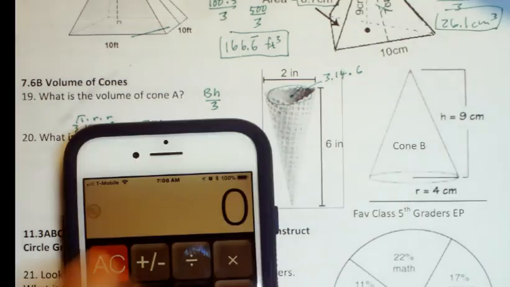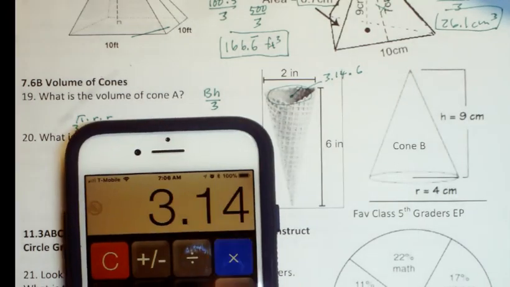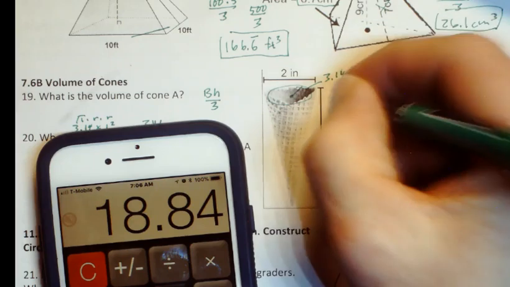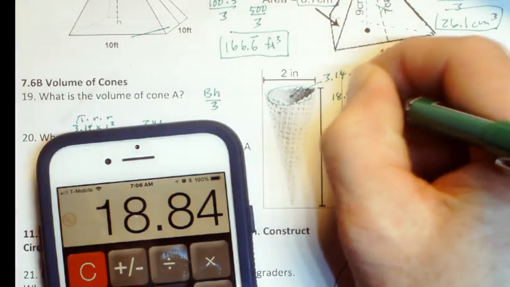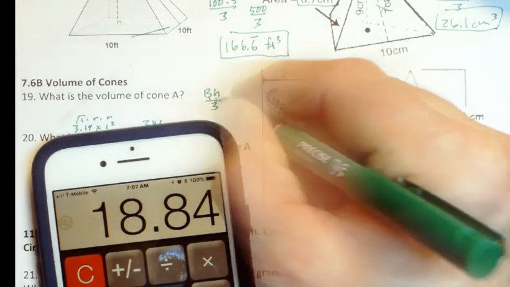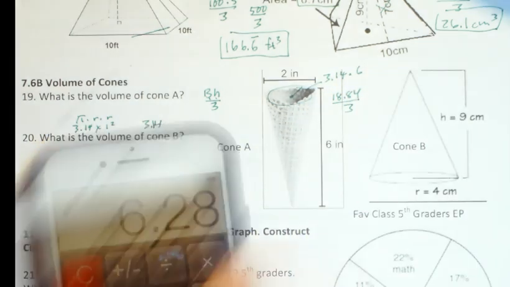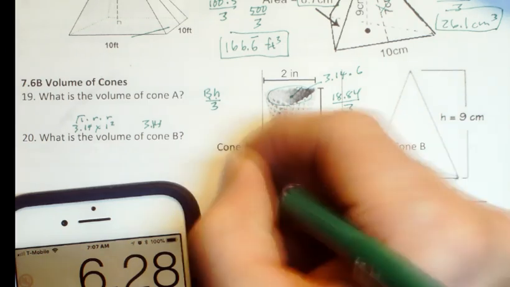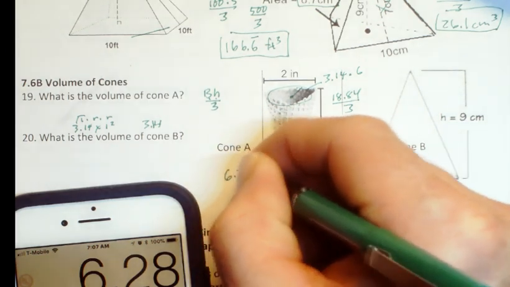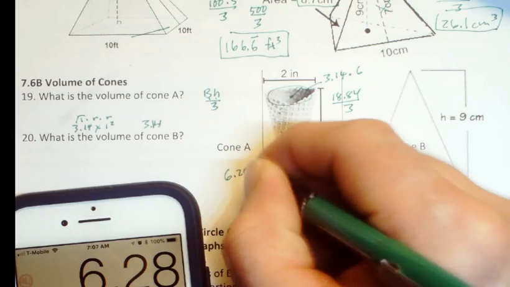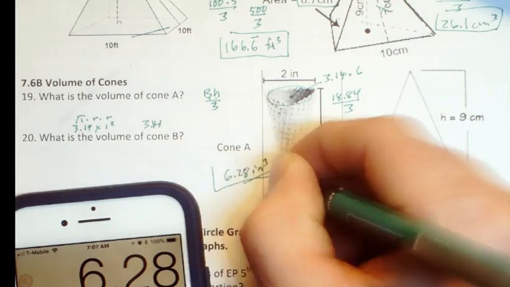Let me put up my calculator so you can see it. 3.14 times 6 equals 18.84. That gives us our base times our height. Now we have to divide that by 3. We got 6.28. So the volume here would be 6.28 inches cubed.